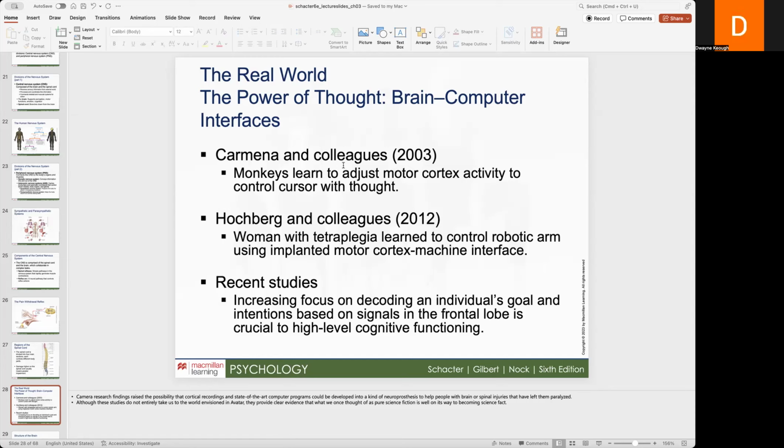We've also seen successfully women with tetraplegia who learn to control robotic arms using implanted motor cortex machine interfaces. And recent studies are increasing our focus on decoding an individual's goals and intentions based on signals in the frontal lobe, which is very critical to high-level cognitive functioning.